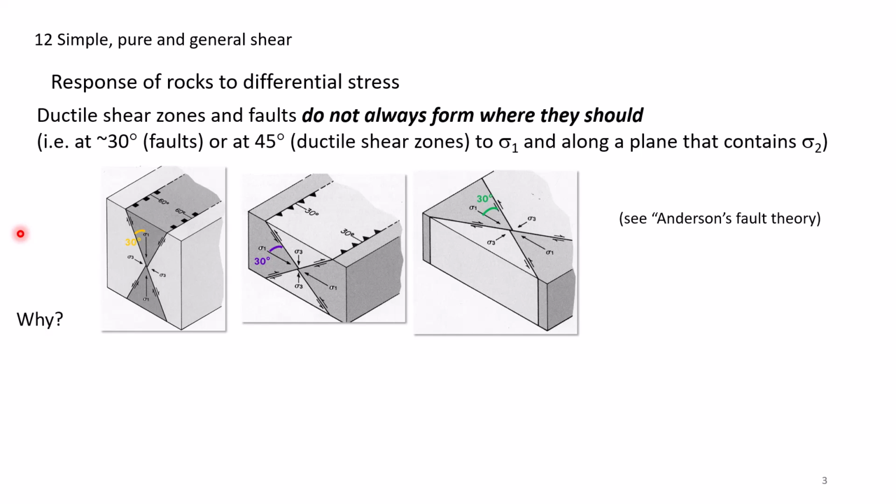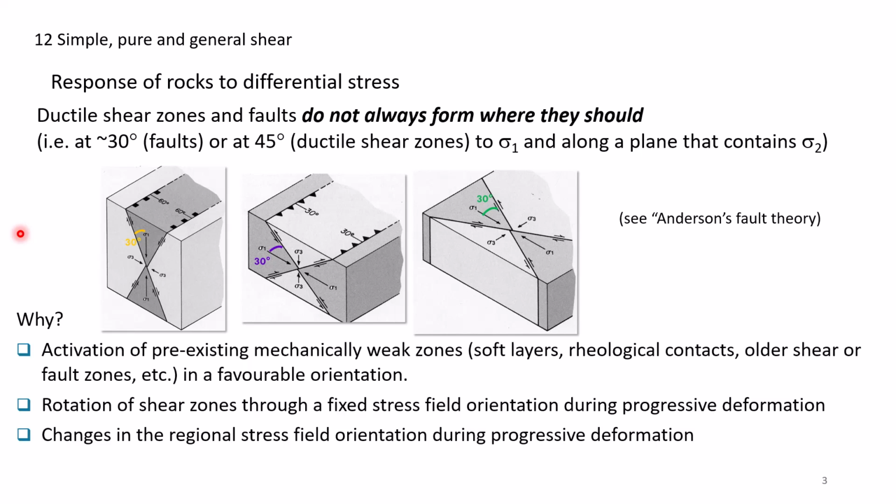Why is that so? There are various reasons that can change these orientations. One is the activation of pre-existing mechanically weak zones, which can be layers in layered rocks that have a low shear strength, rheological contacts along which stress concentrations are common, or older pre-existing shear or fault zones that are in an orientation that makes them favorable for reactivation. Furthermore, there could be a rotation of shear zones in a fixed stress field.